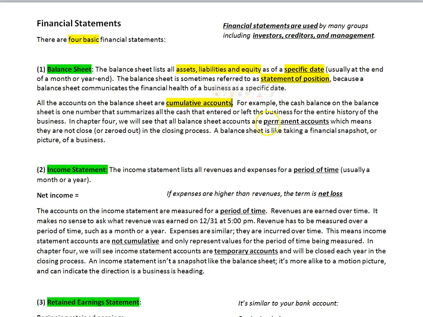In Chapter 4, we're also going to call these permanent accounts. Permanent accounts are never zeroed out. We're going to see that on the income statement, revenue, expenses, and dividends are going to be zeroed out, but balance sheet ones are permanent. They're never zeroed out. A balance sheet is like taking a financial snapshot or picture of a business at a specific point in time.